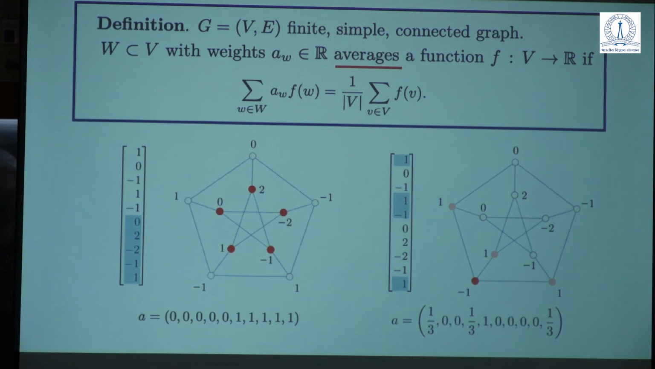All right, so W is the collection of vertices that is small with weights such that the weighted average of the function on W is the same as the global average. Okay, so let's do an example.